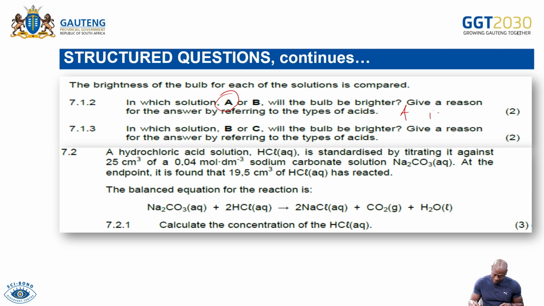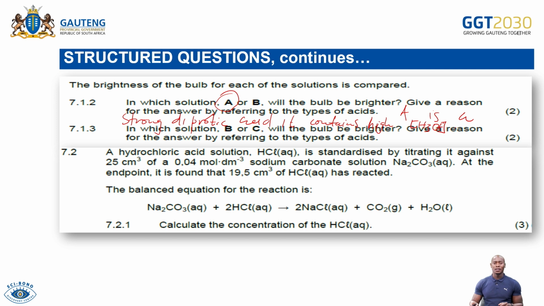So A is a strong diprotic acid. It contains a high concentration of hydronium ions. I hope you understood that. So why are we choosing A instead of B while both of them are strong acids? It is because A is a diprotic acid, or a strong diprotic acid.